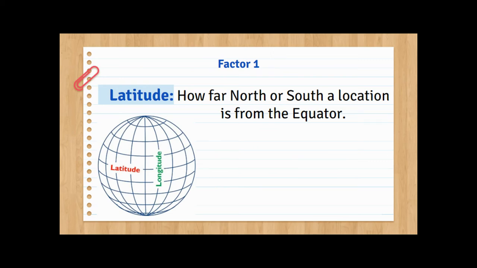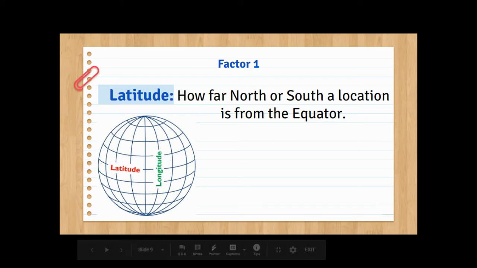Latitude is defined as how far north or south a location is from the equator. The latitude lines are the lines going across the globe horizontally. Pause the video now to write down the definition for latitude.